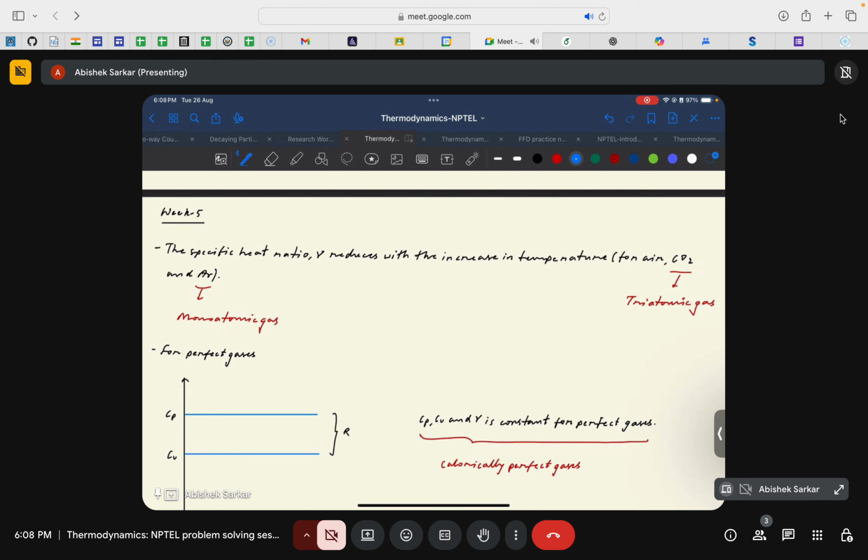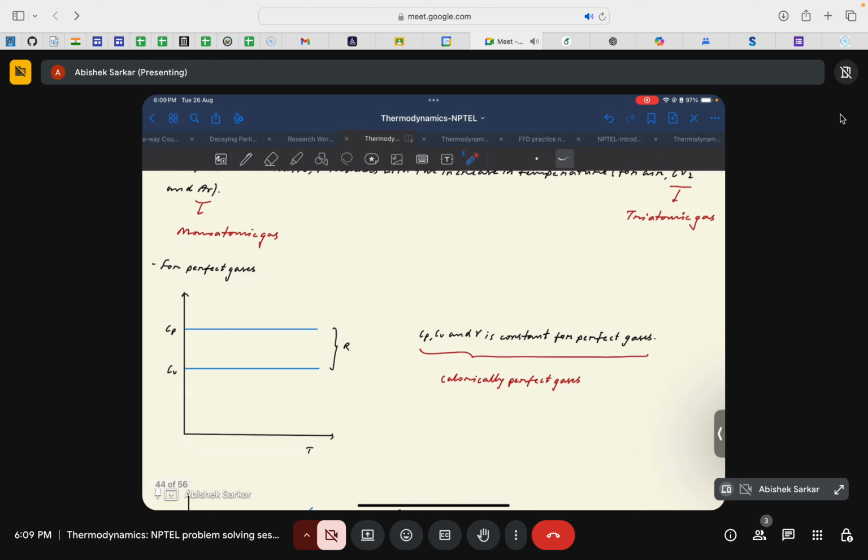Professor Anand mentions that the specific heat ratio gamma is equal to Cp by Cv or Cp bar by Cv bar, where Cp bar and Cv bar denote the molar specific heats at constant pressure and constant volume respectively. He mentions that the specific heat ratio reduces with the increase in temperature for air, carbon dioxide and argon, and all of these are considered as ideal gases for this scenario.